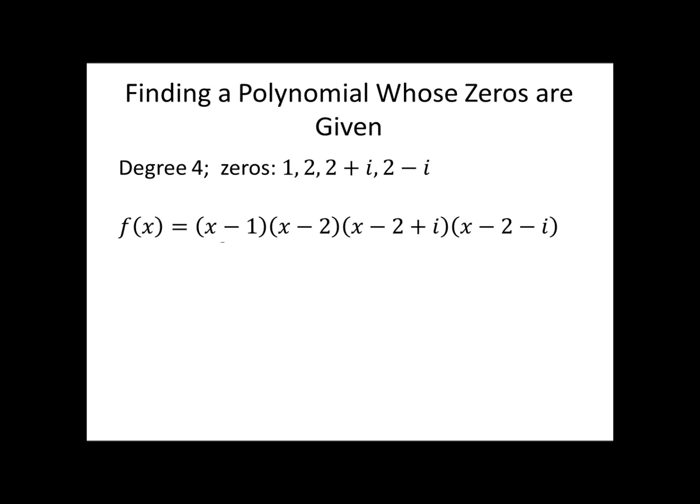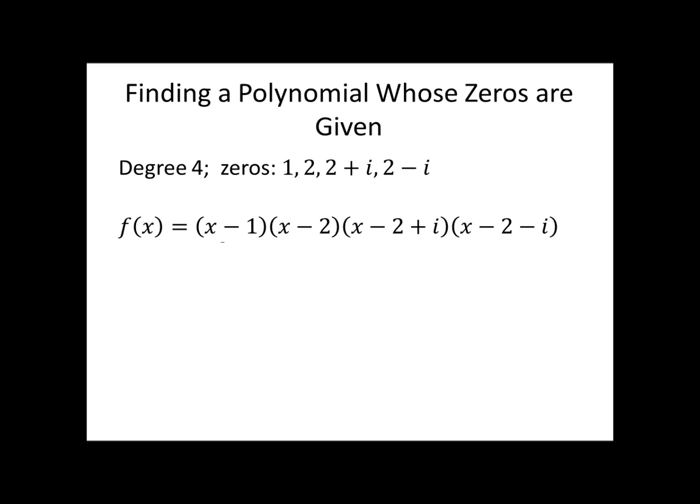So for each of those zeros, we make a factor. 1 is a zero, x minus 1 is the factor. 2 is a zero, x minus 2 is the factor. Now you might be wondering, why didn't I put the 2 plus i in parentheses, because it's x minus that whole thing? Well, it's not because I shouldn't do it, but because it really doesn't matter. If I put 2 plus i in parentheses, when I distribute that negative, I get minus 2 minus i. So not putting my complex zeros in parentheses is not a big deal.